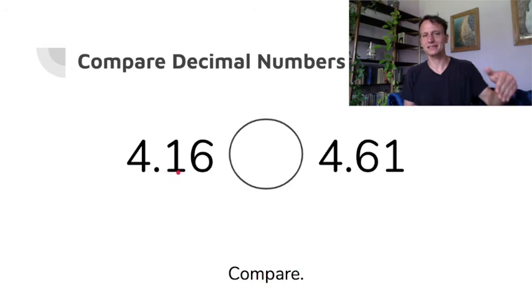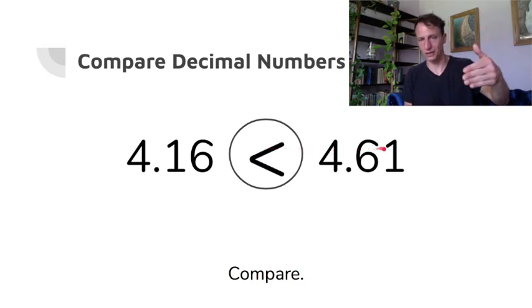4 and 16 hundredths, 4 and 61 hundredths. I think that one might just jump out at you, right? That 61 hundredths is more than 16 hundredths. So this would be less than. 4 and 16 hundredths is less than 4 and 61 hundredths.